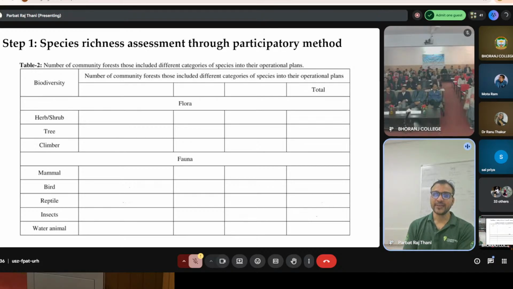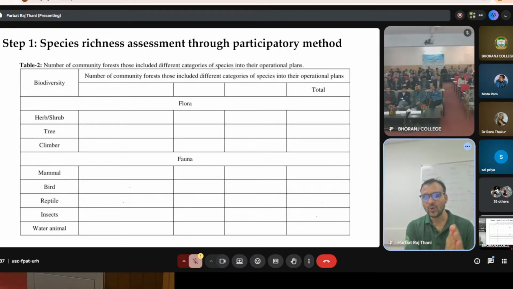giving them education on the first day about biodiversity and ecosystem services. And then after making them aware about all the biodiversity and ecosystem services, we started asking them what is biodiversity, asking them to list the different species existing in their community forest.